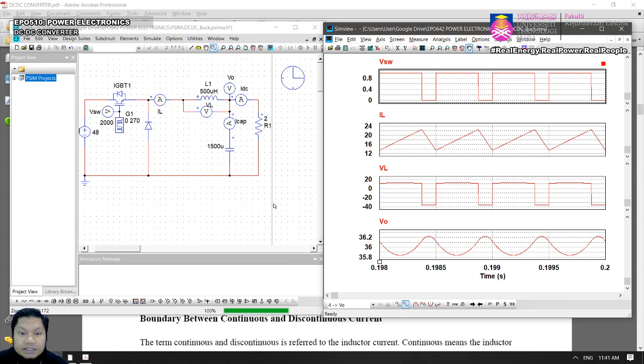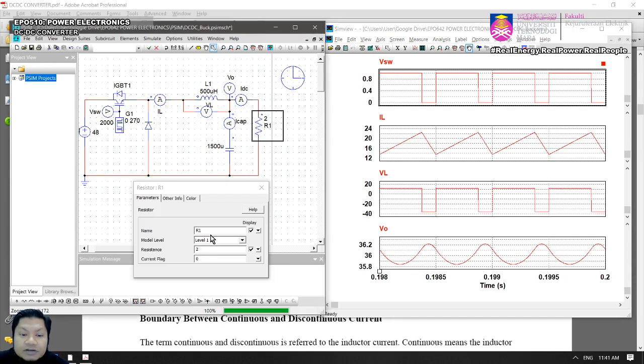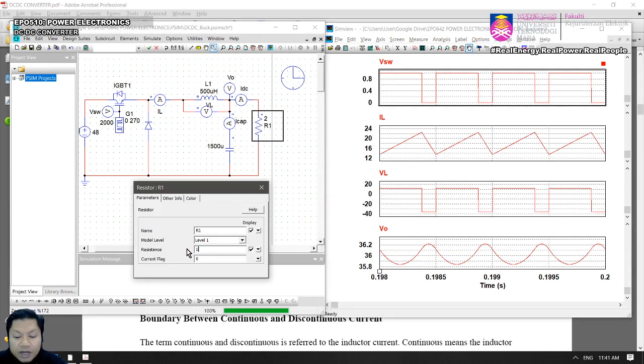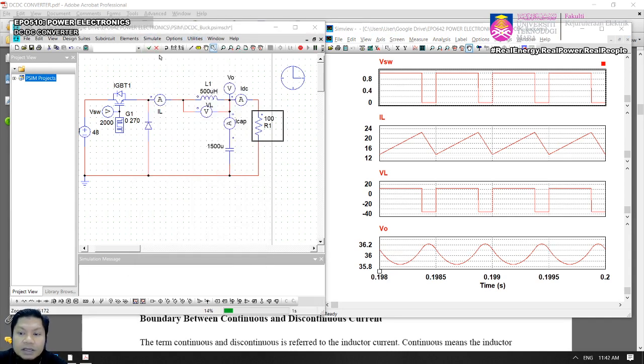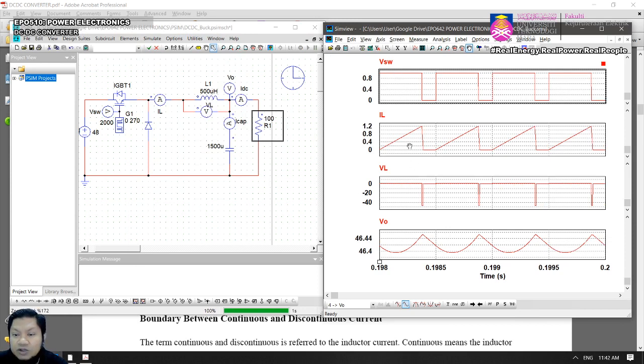Okay, so now I just show you the discontinuous operation. I'm going to increase that to 100 ohm, and then look at the current again. Okay, the current is discontinuous, and look at the value of Vout. It is 46, isn't it? So it's no longer D multiplied by Vin. In fact, it's much higher compared to the continuous operation, isn't it? So there will be a different equation actually.